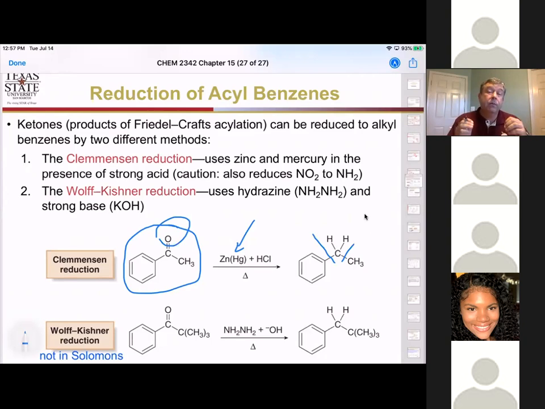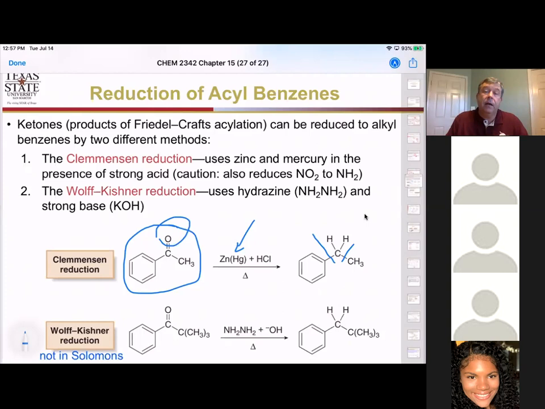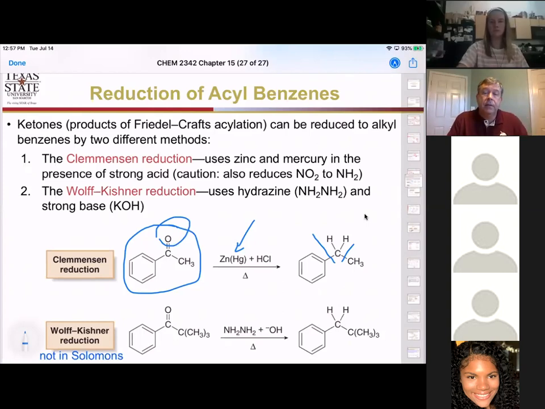Now, one thing to remember is if you have a nitro group on there, that will also be reduced by this mechanism, because any kind of zinc with HCl or tin with HCl will reduce that nitro group to an amino group. If that's what you want to do for both groups, that's great. If you want to do it specifically, you have to do a different reaction. To reduce the carbonyl while keeping the nitro group, you need to do what's called the Wolff-Kishner reduction.